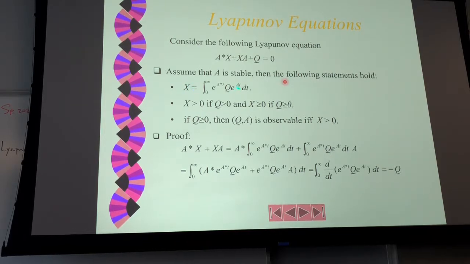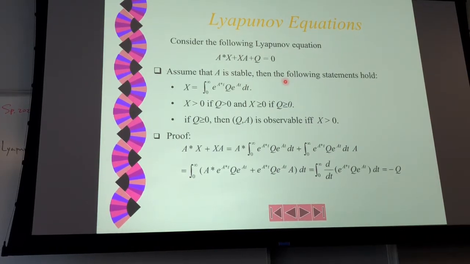This is equivalent to saying that if Q is positive definite, then X will also be positive definite. If Q is positive semi-definite, then minus Q is negative semi-definite, right? Then Q and A is observable if and only if X is positive definite. Remember, X here is the P, the weighting we put in here, so it has to be greater than 0.